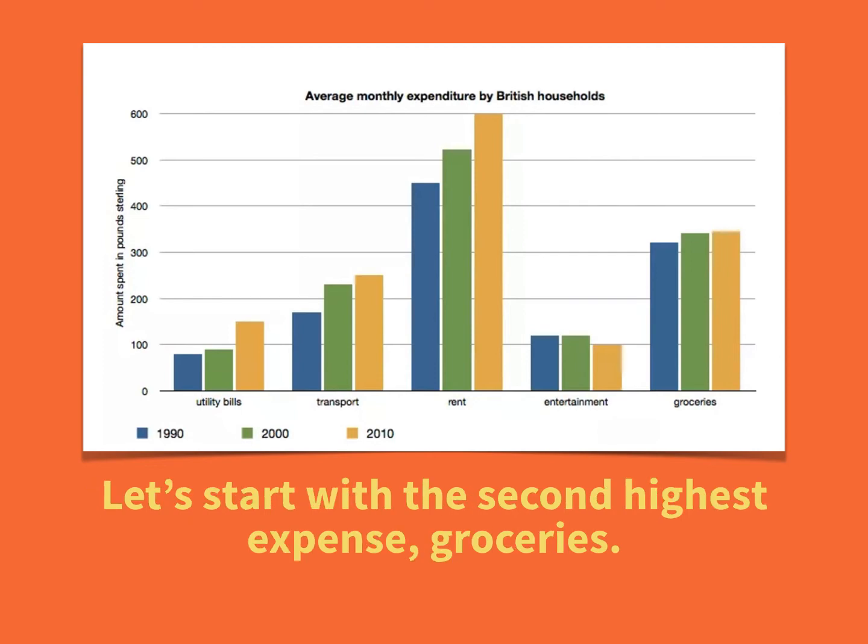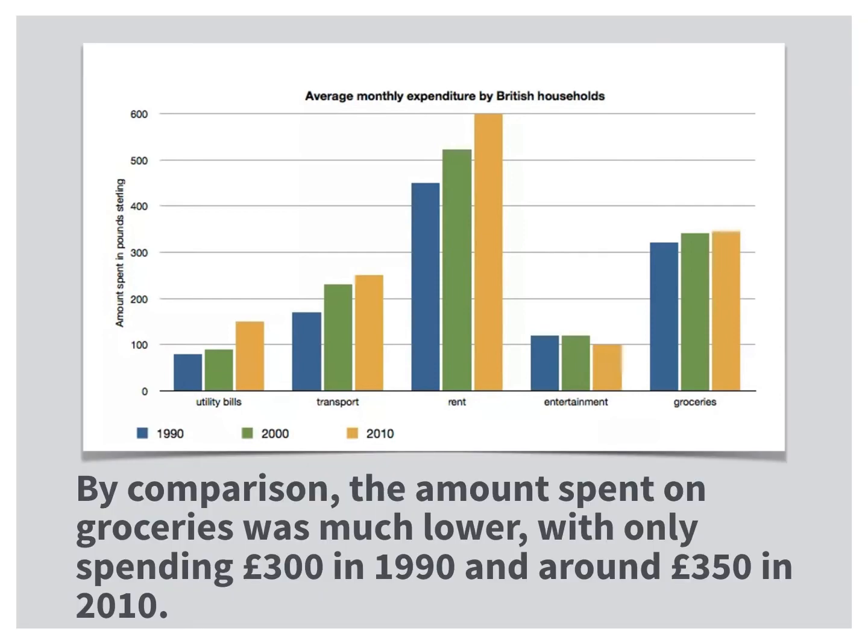So the best expense to compare it to is groceries, which was the second highest. So we can say that by comparison, the amount of money people spent on groceries was much lower, only spending £300 in 1990 and £350 in 2010. So here we're actually comparing rent and groceries and saying quite clearly the amount of money people spent on groceries was much lower.